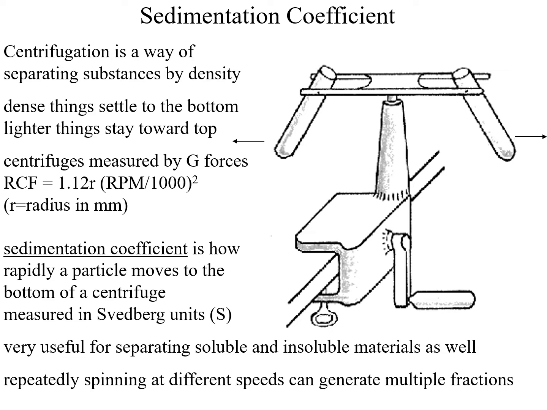Centrifugation separates substances by density. Substances that are denser or heavier settle down at the bottom of the tube. That's why it is measured in Svedberg units, named after the scientist Svedberg, who gave the S unit. It describes how a particle moves to the bottom of the centrifuge tube, which is why the unit is 70S. So S stands for Svedberg, right?